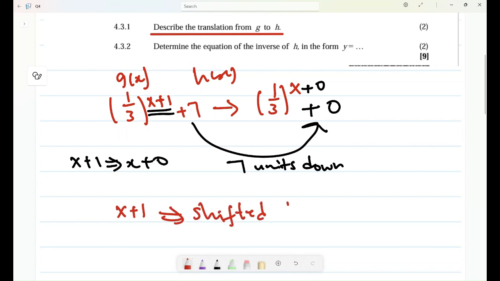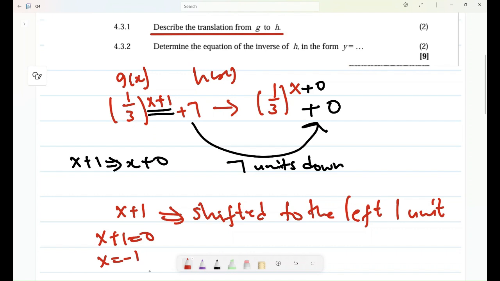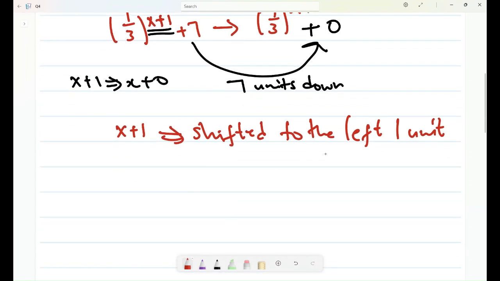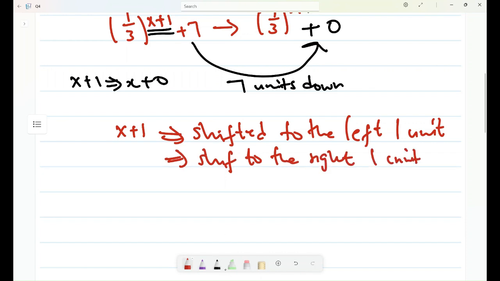shifted to the left 1 unit. Why am I saying it shifted to the left 1 unit? Because when I say x plus 1 is equal to 0, it gives me x is equal to negative 1, right? Now, if this moves to the left, how can I make this become 0? It means I should shift to the right 1 unit.